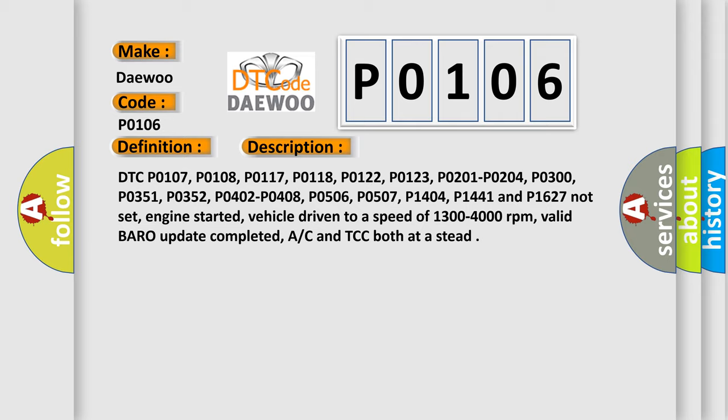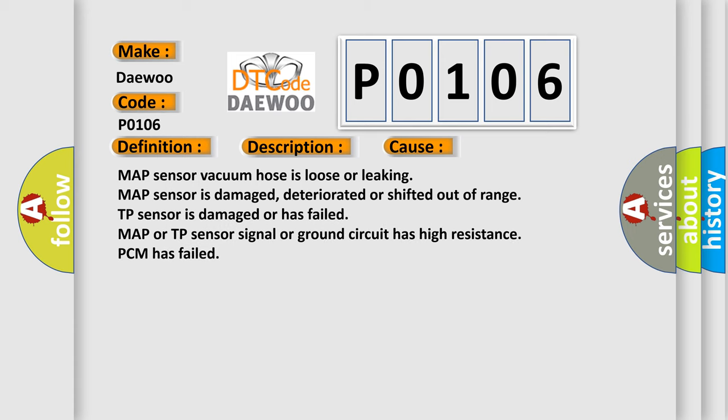This diagnostic error occurs most often in these cases: MAP sensor vacuum hose is loose or leaking, MAP sensor is damaged, deteriorated or shifted out of range, TP sensor is damaged or has failed, MAP or TP sensor signal or ground circuit has high resistance, PCM has failed.